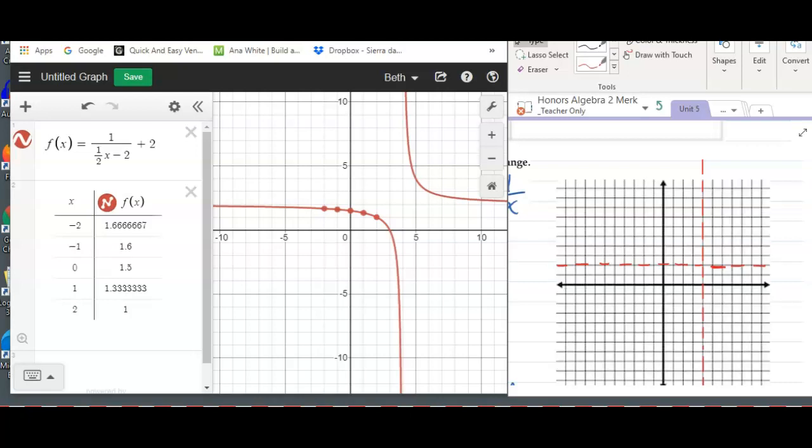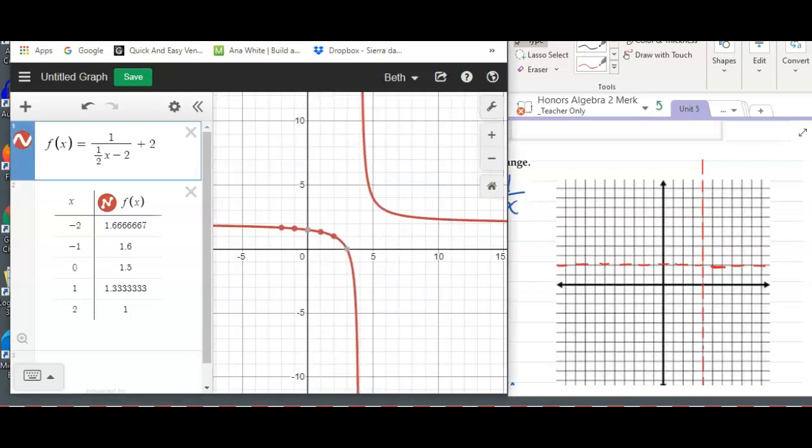Okay, so looking at my table, I have the point 0, 1.5. I like that point a lot, so on my graph I'm going to include that point. 0, 1.5 would be this point. I like the point 2, 1, right 2, up 1. The other points aren't bad. I can graph the point 1, 1 1/3. I just go right 1, up 1 1/3, so a little bit more, and so on. But these aren't going to be enough points. I need a few more points than this.